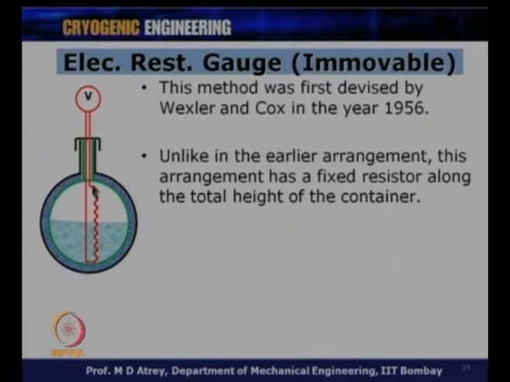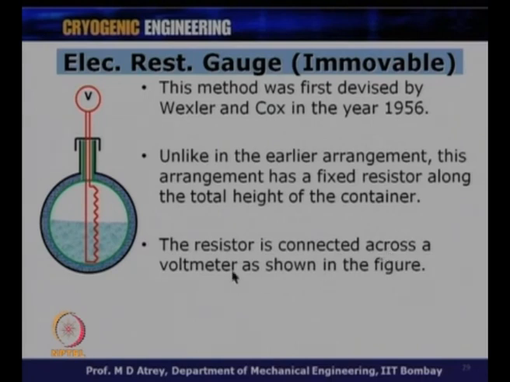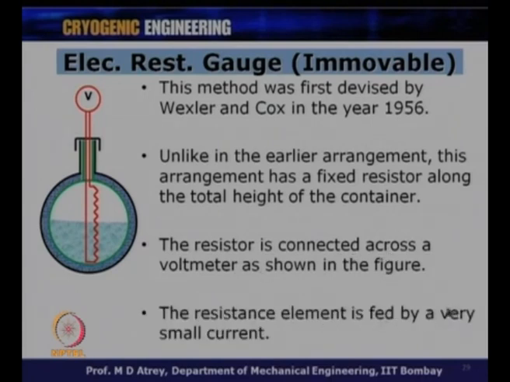And there is a resistor running from top to bottom, and ultimately it is connected to some voltmeter. Alright. And if I want to measure the liquid level now, I don't have to move this up and down because it is occupying the entire vertical space in the container. The resistance is connected across a voltmeter as shown in the figure. The resistance element is fed by a very small current.